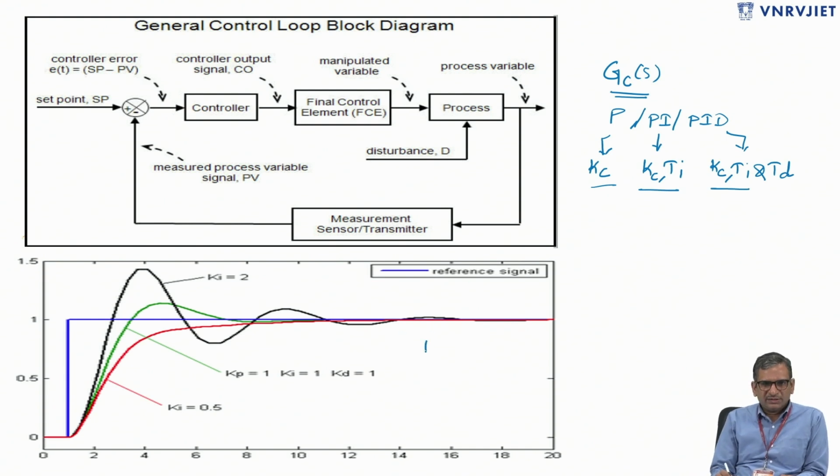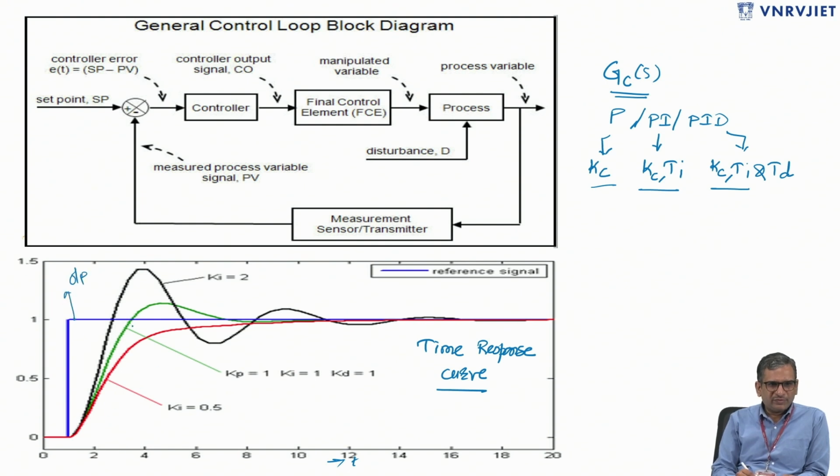Because we know that if we see this time response analysis curve, with respect to time t, the output of the system is changing. So this is the output.